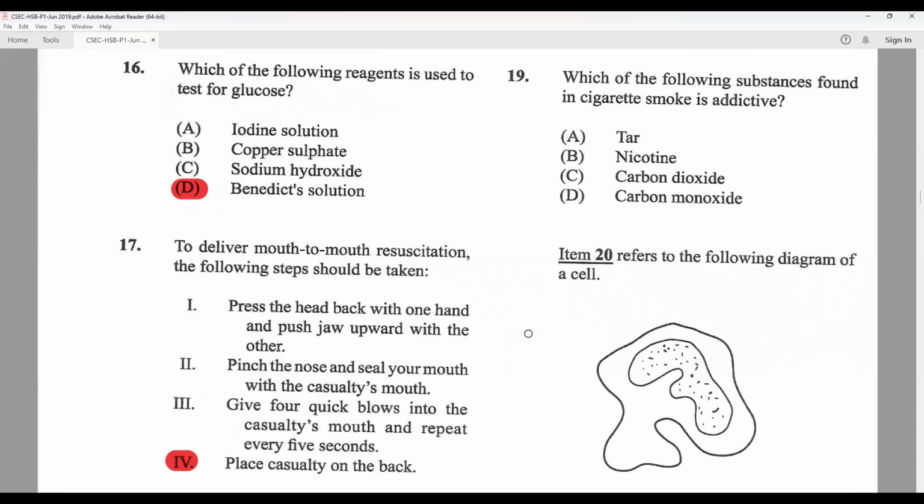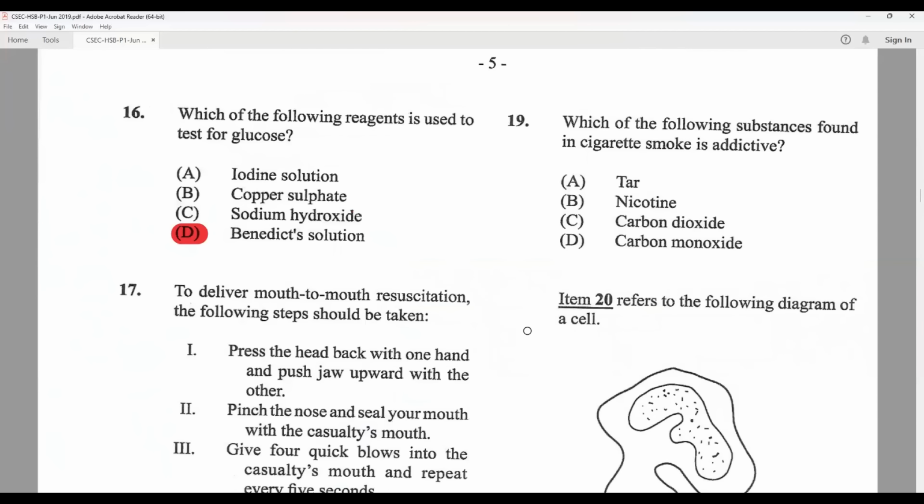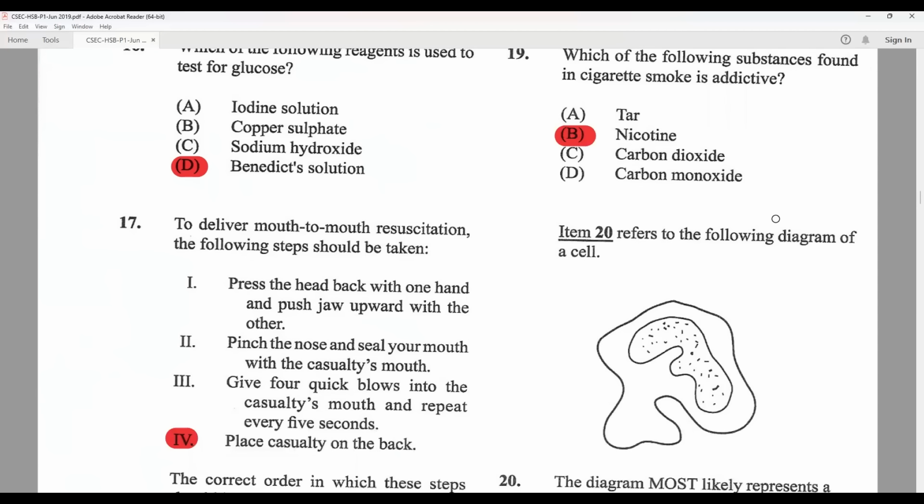Candidates are encouraged to make sure to read the entire question as well as all the answers, even though the correct answer may jump out to them. Just make sure to read all the answers, even though you may be very familiar with the multiple choice or the question. There can be slight changes from year to year. Question 19, which of the following substances found in cigarette smoke is addictive? Nicotine, one of the most addictive substances in the world.